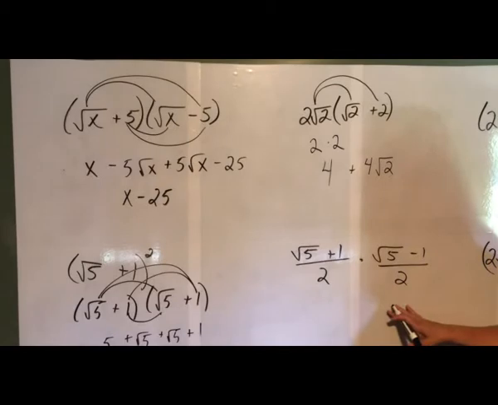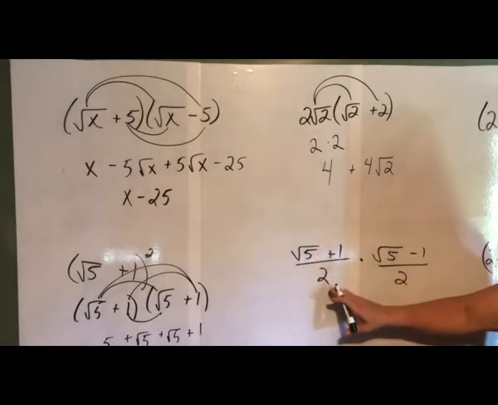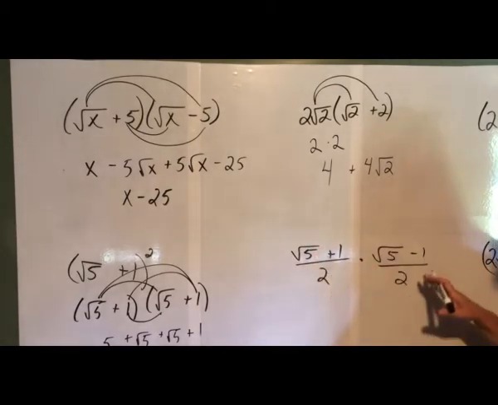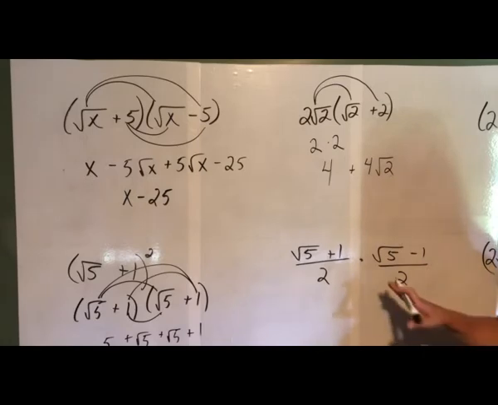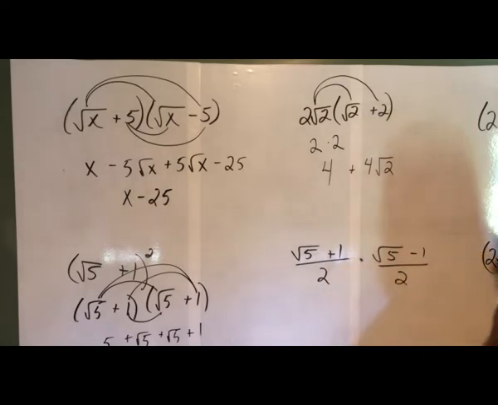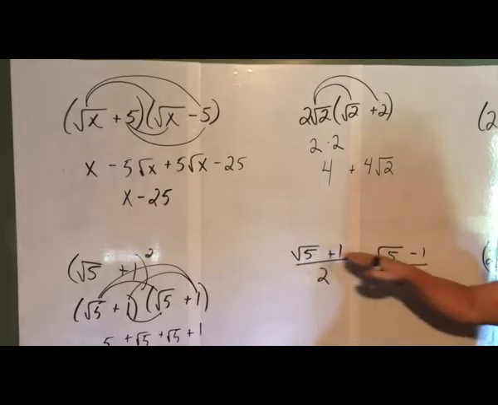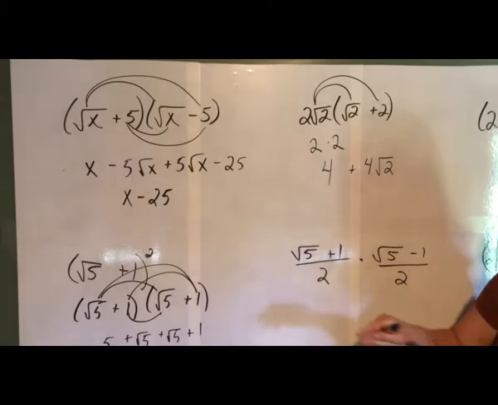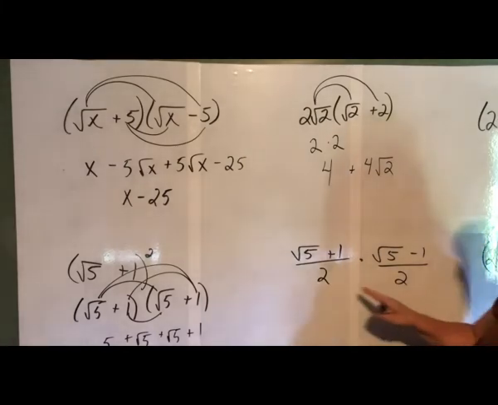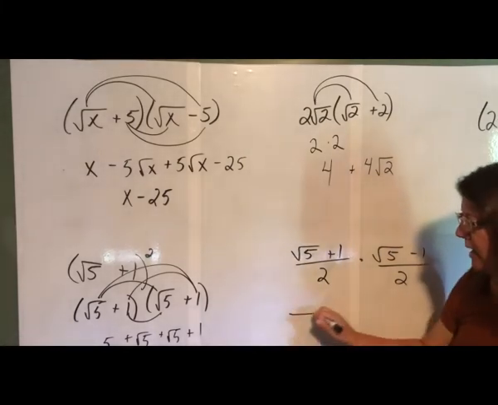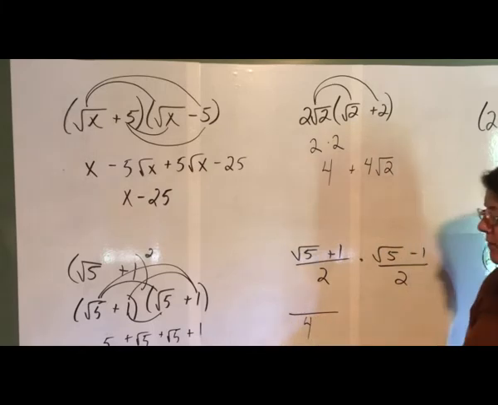All right, look at this one. Square root of 5 plus 1 over 2 times square root of 5 minus 1 over 2. Well, if it has a multiplication, I'm going to multiply straight across. Multiply the top together and then multiply the bottoms together. And then I would simplify what I have. Well, the bottoms are easy. 2 times 2 is just 4. So my answer on the bottom is going to be 4.